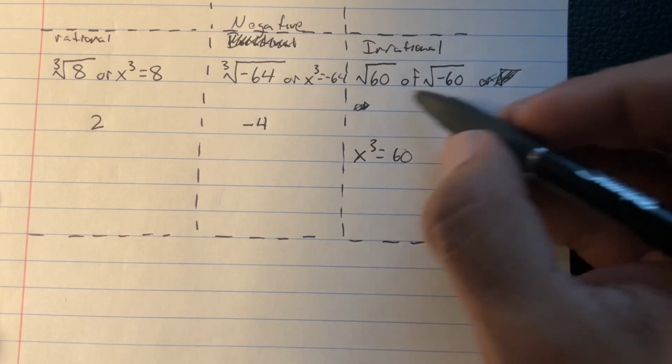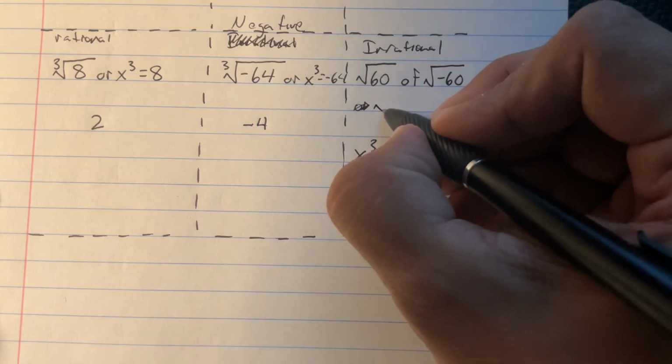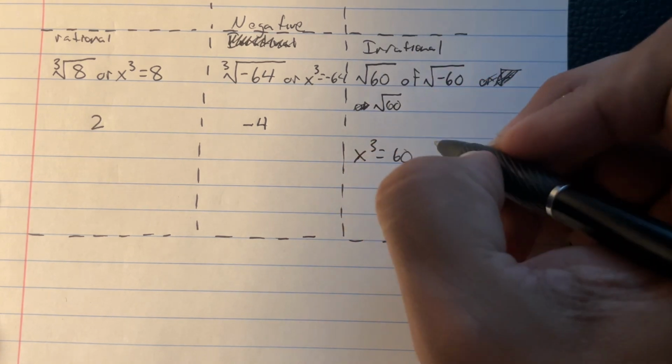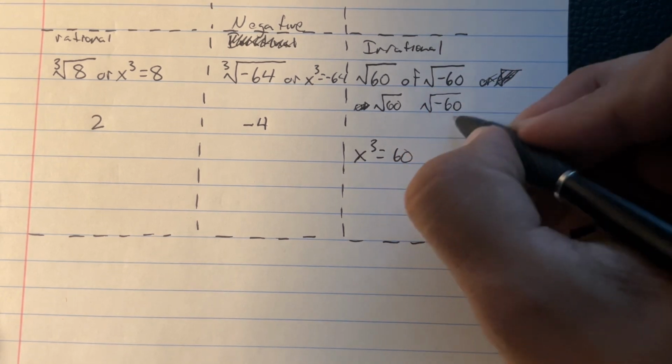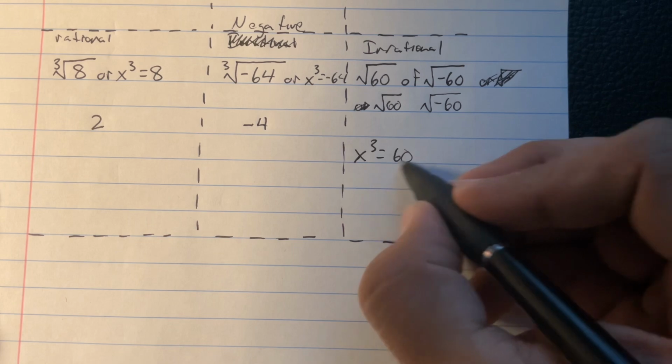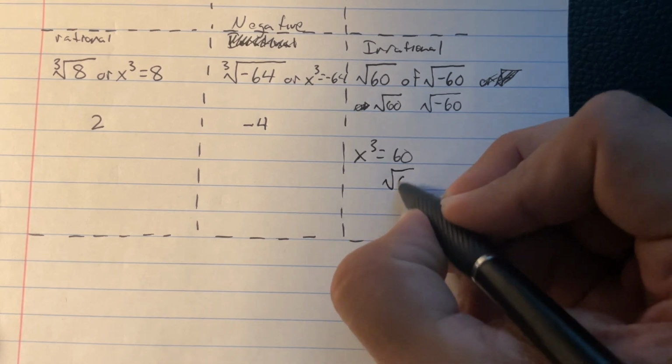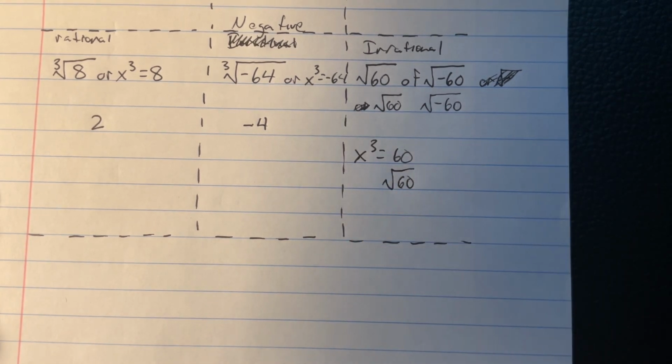Now, when they're irrational like this, you literally just write the answer again, like that. So this would be, that's the answer. See, I just wrote it again. This one, if you're given this, the answer is square root of 60. And that's it.